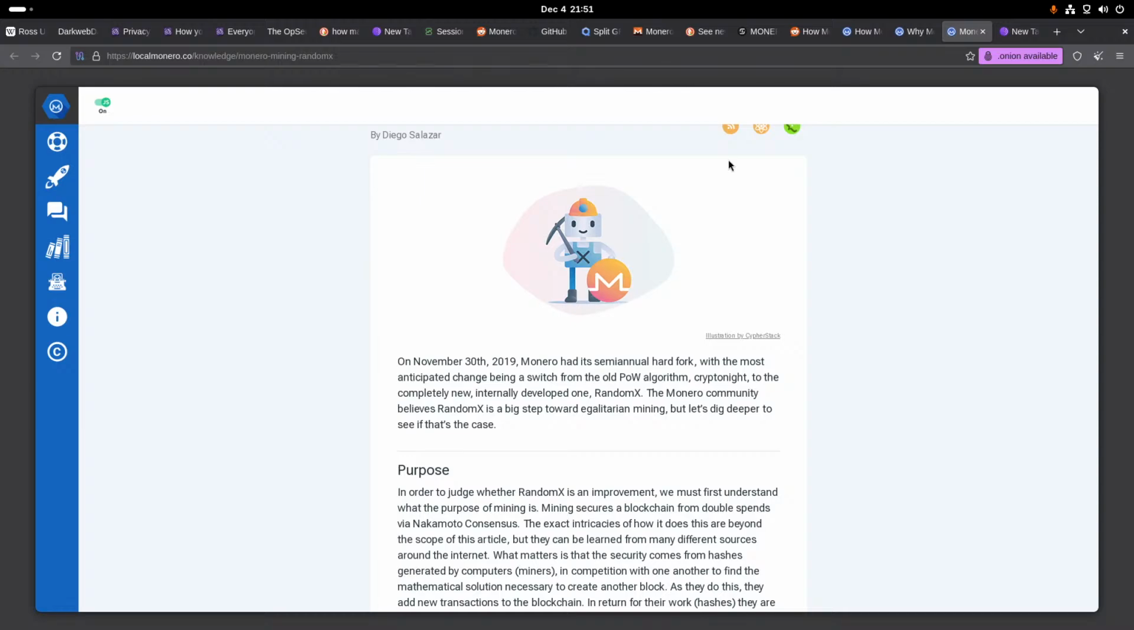On November 30th, 2019, Monero had a semi-annual hard fork, with the most anticipated change being the switch from the old POW algorithm, CryptoNight, to the completely new, internally developed one, RandomX. The Monero community believes that RandomX is a step towards egalitarian mining, but let's dig deeper to see if that's the case.